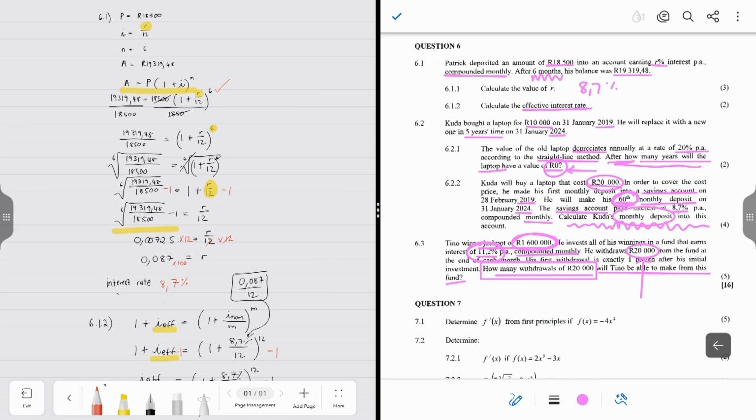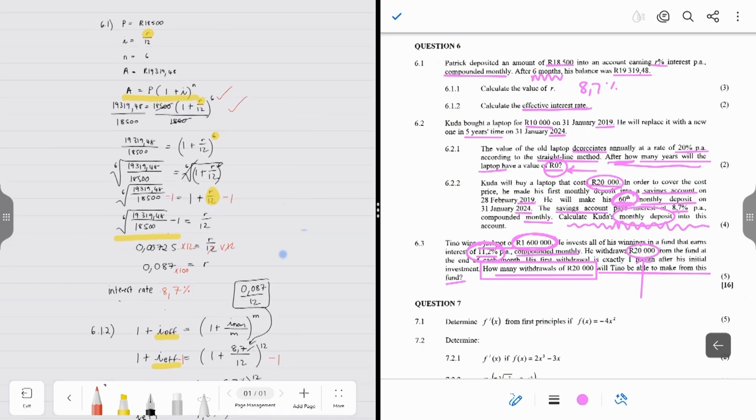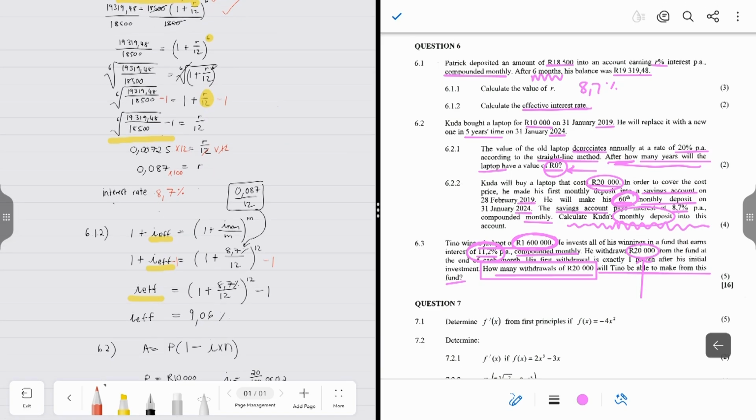So substituting in the formula here, the 19,318.48 cents and your 18,500 into the correct formula would be your second mark. And then your final mark for 6.1 was for the answer, and the answer as a percentage. If we didn't write it as a percentage, we would not get that answer mark.